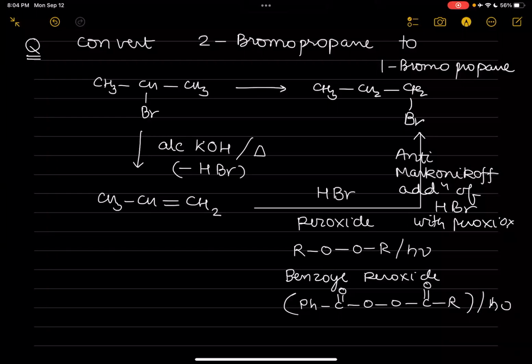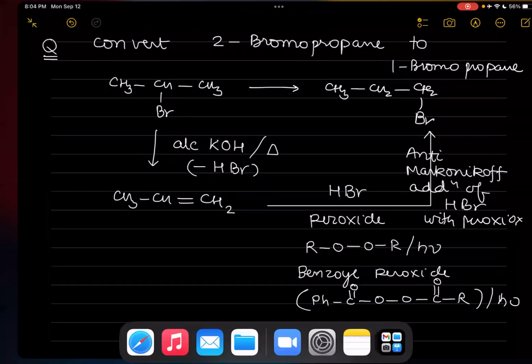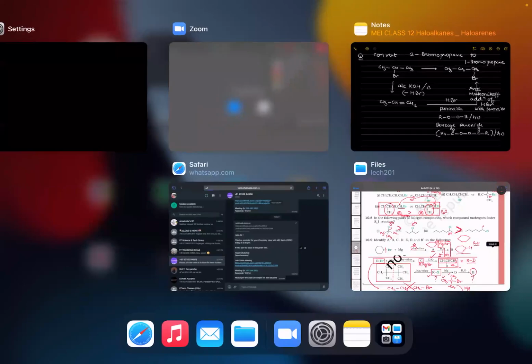So you can try the back exercise of your NCERT, and we will discuss it next time. We are going to discuss just a few compounds, like chloroform and the properties of chlorofluorocarbons. That is theoretical, and we are going to start a new chapter, alcohol and ether, right? Yes, sir.